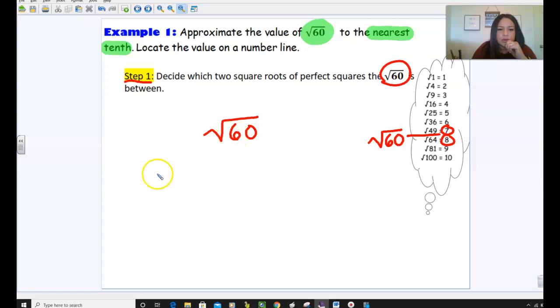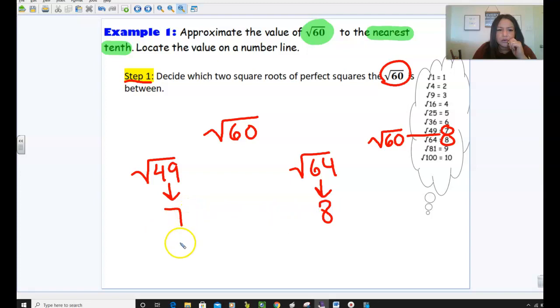So I know that the square root of 60 has to be greater than the square root of 49, but it has to be less than the square root of 64. And then I know that the square root of 49 is 7, the square root of 64 is 8, so it has to be somewhere between 7 and 8. Okay, that's my first step, and I'm going to highlight right here. I know it's got to be greater than 7. I know it's going to have to be less than 8. All right, let's move on to our step 2.